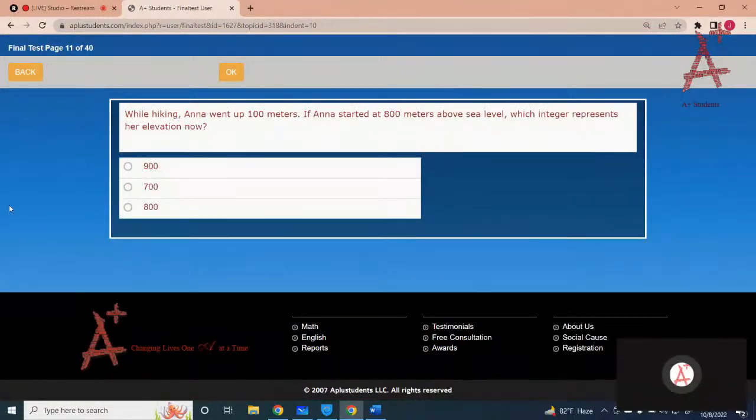Okay, while hiking, Anna went up 100 meters. If Anna started at 800 meters above sea level, which integer represents the elevation now? Okay, so which is the correct option? She started from 800 and just moved up 100 meters. So which elevation is she at now? 800 plus 100 is 900. That means she's now at 900. Got it?